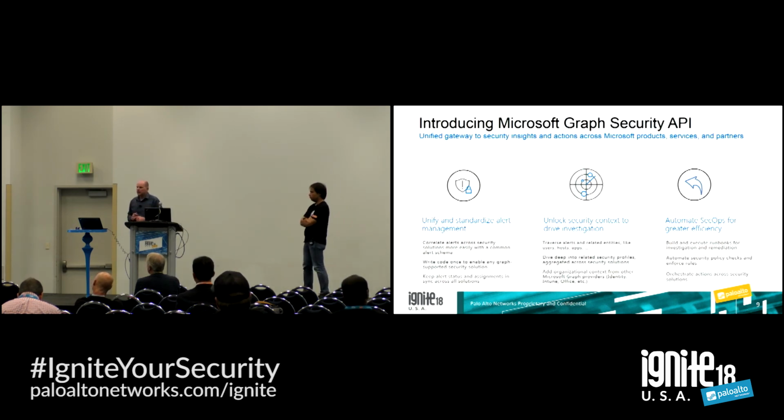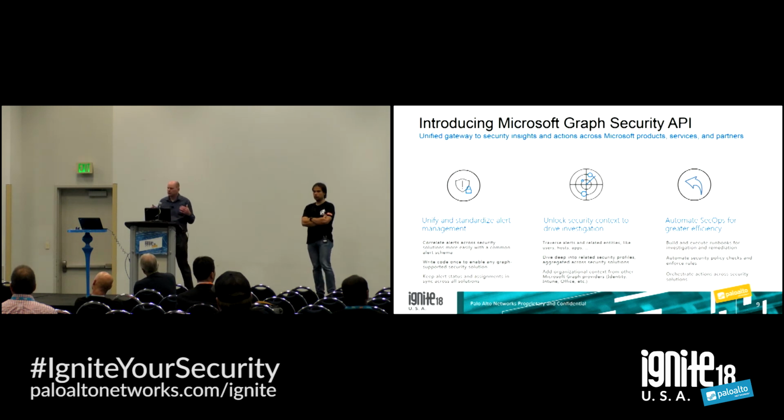So let's talk about the security API and what it's going to do. The first thing it's going to do is standardize alert management. So through this API, when you connect to the API, it's a REST endpoint, all the alerts that come through this API are going to be in the exact same schema. It's a very rich schema with very stateful information about the users, hosts, files that are part of the alerts. And it doesn't matter what product it comes from, it's going to be part of that same schema. So correlating the data is going to be very, very easy.